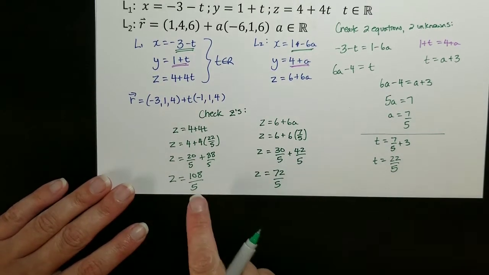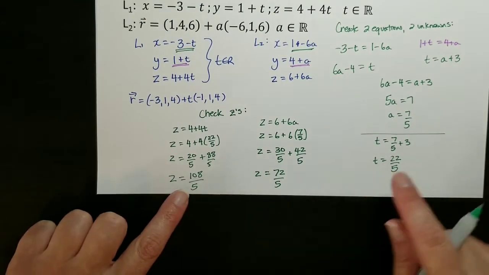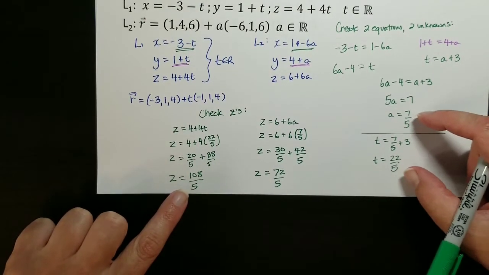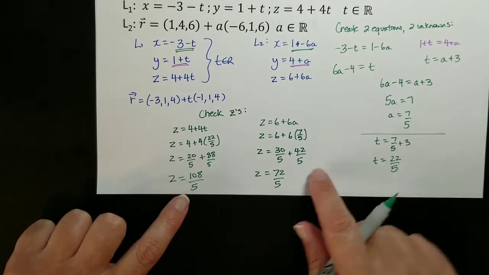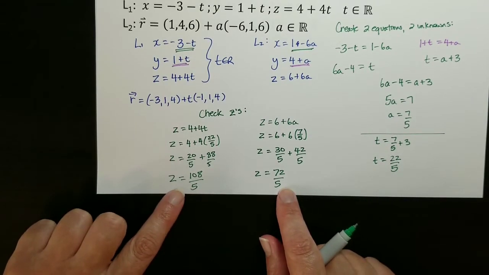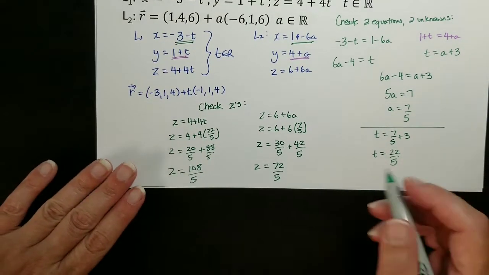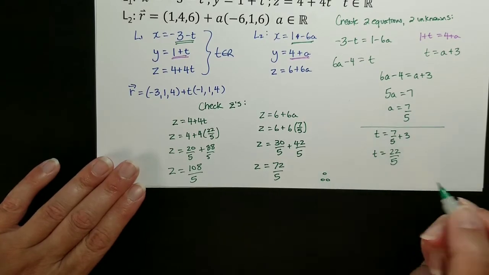72 over 5. So because these are not equal, if we have the parameters that are needed to get the x's and y's the same, they don't give us the same z value. So we could say, therefore, these lines are skew.